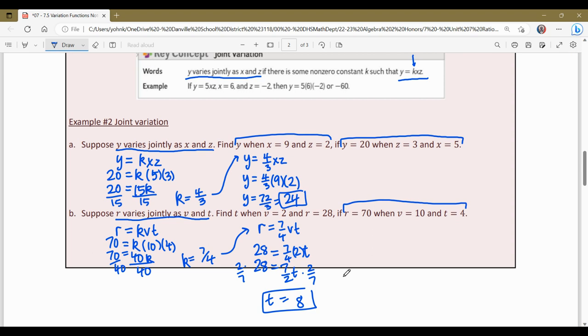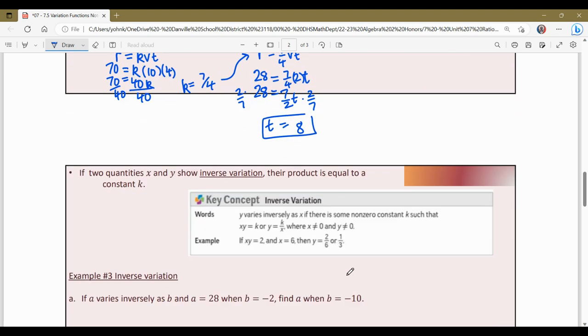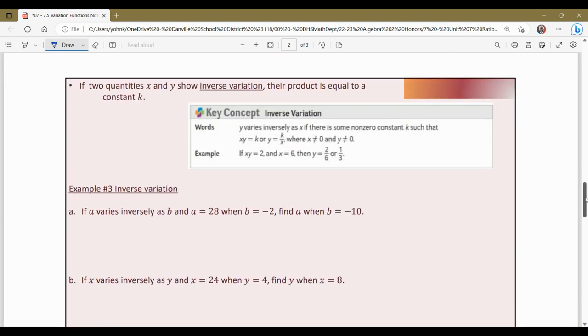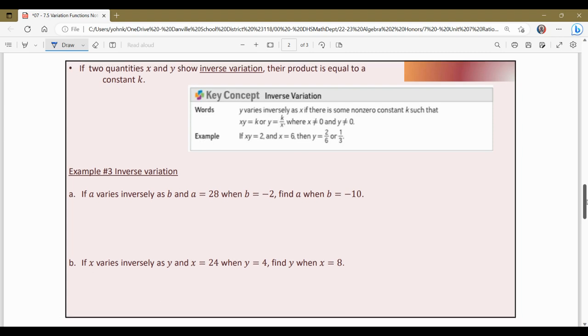All right, so the first one was direct variation. The second one was joint variation. Now we have inverse variation. So inverse variation is when you have two quantities and their product equals a constant k. So we have y varies inversely as x. Now, there are two different ways you can show inverse. There's xy equals k, or I prefer y equals k over x. As long as your x doesn't equal 0 and your y doesn't equal 0, then you can find this relationship inversely between two quantities.